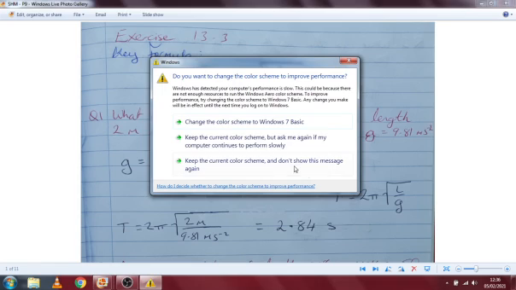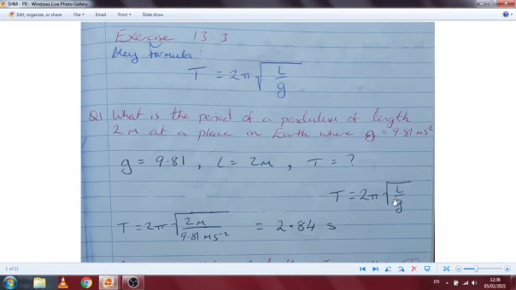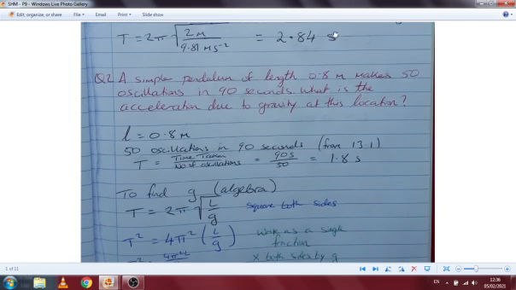So we use this formula. T is equal to 2 pi times the root of L over g. That gives us this when we substitute it in, and we get an answer that the period is 2.84 seconds. So very straightforward, just getting used to using the formula.